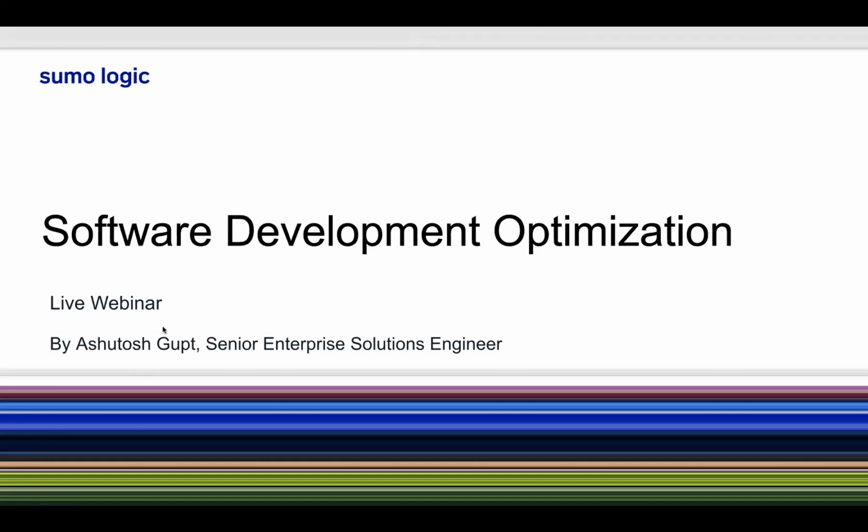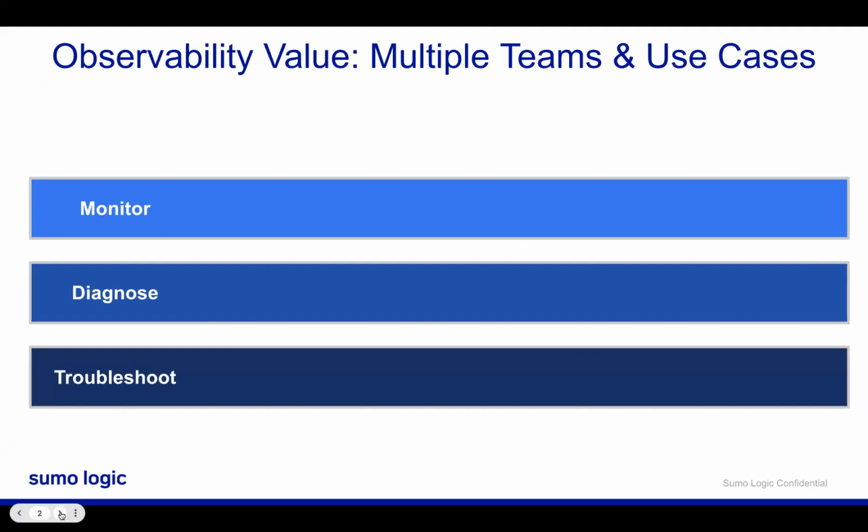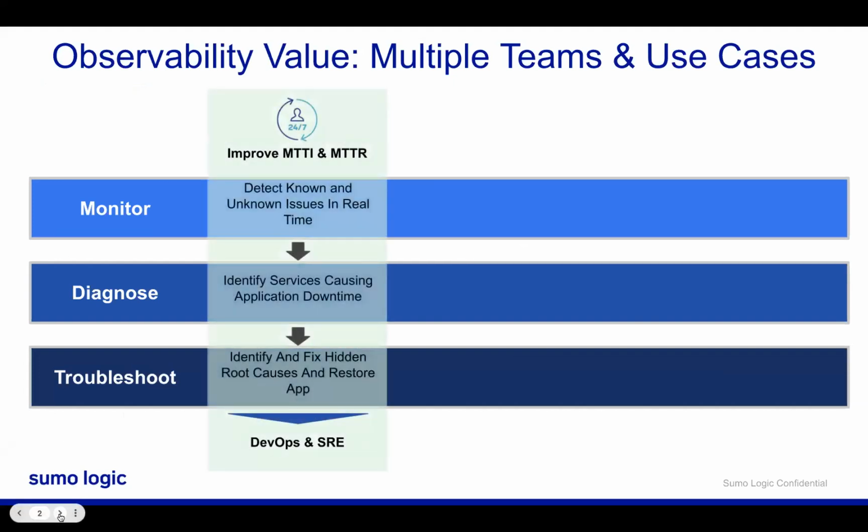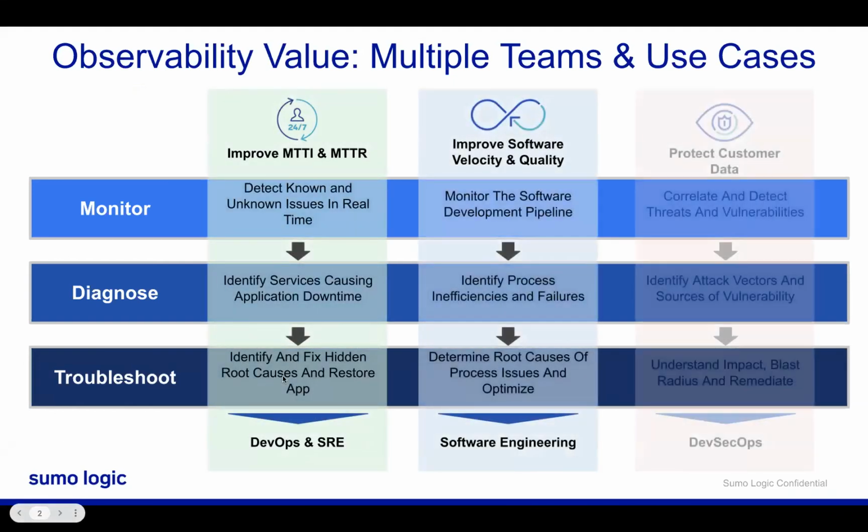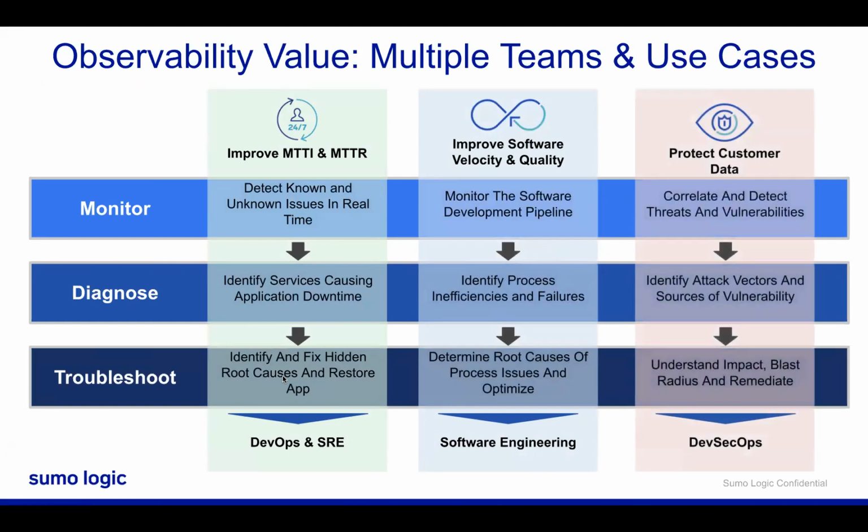Today the topic, as you know, is software development optimization. Let me talk about what we are going to do today. We'll take a quick overview of what software development optimization is, talk about the DORA metrics, and then come to a live demonstration and overview of this particular solution.